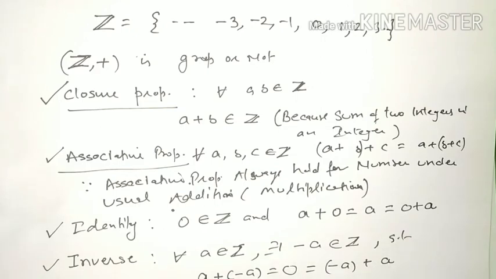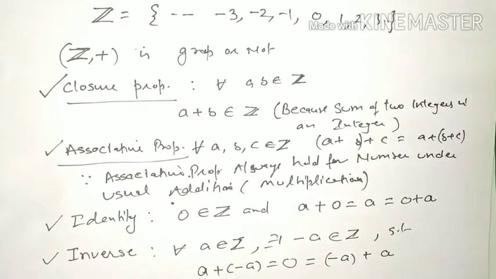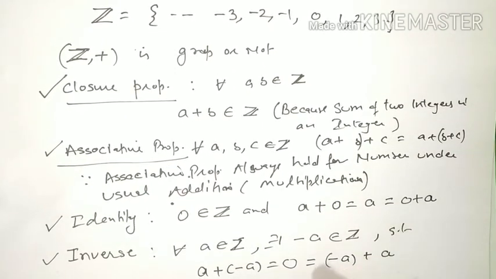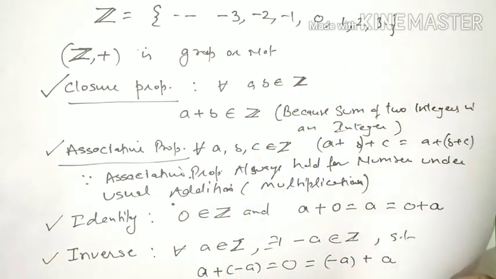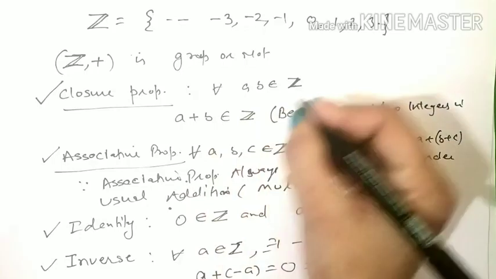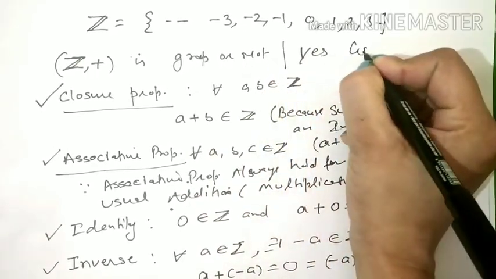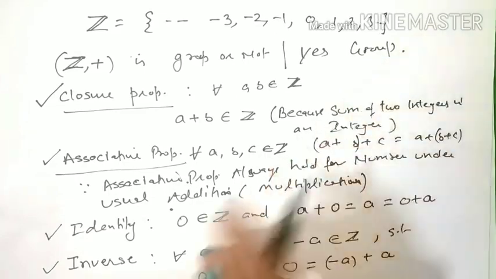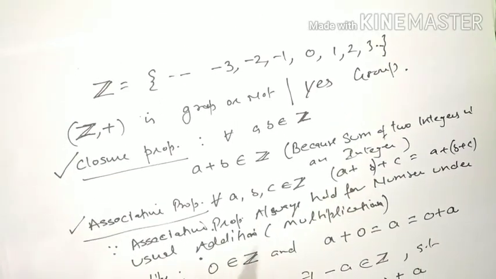So in this case, because the set of integers includes all the positive as well as the negative integers, the inverse of each element under addition exists there. Now we will quickly check if this is a group. So we will say that yes, it is a group. This forms a group.